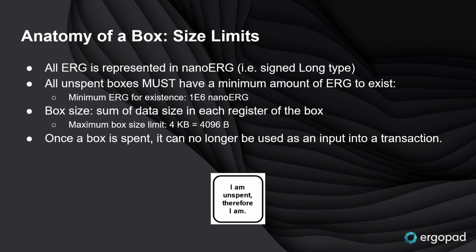All erg in a box is represented in nanoerg, so a billionth of an erg, and you need a billion nanoerg to have 1 erg. And all unspent boxes must have a minimum amount of erg in order to exist. So you can't just create a box with 0 erg in it. It must have some minimum amount, and that number is a million nanoerg. And finally, once a box is spent, it can no longer be used as an input into a transaction.